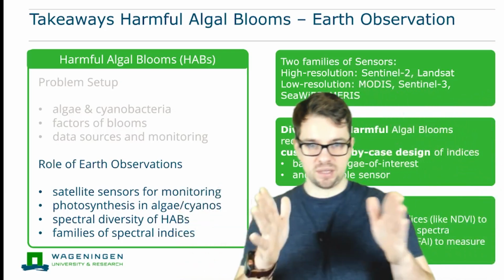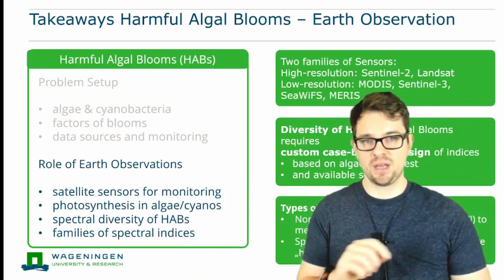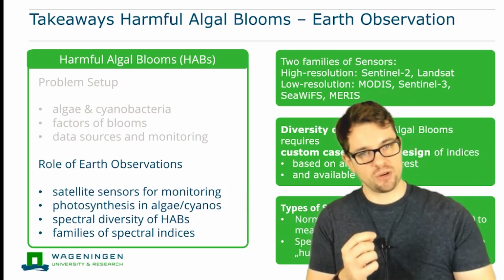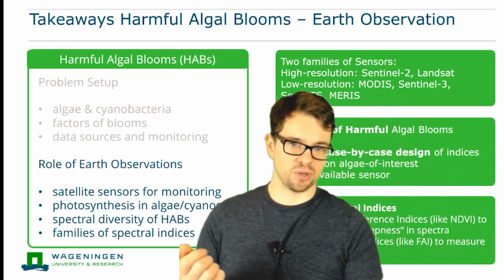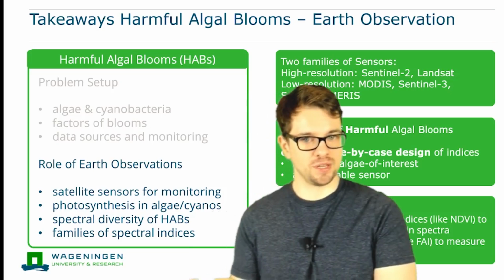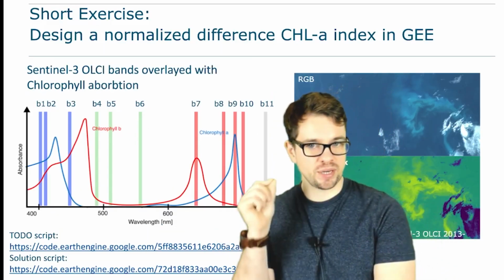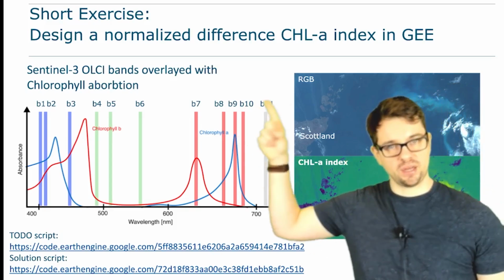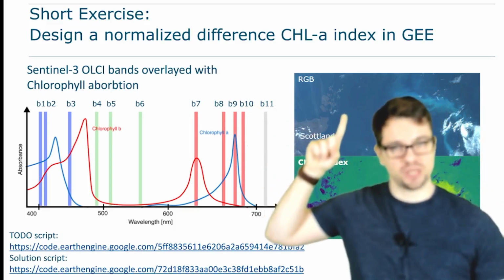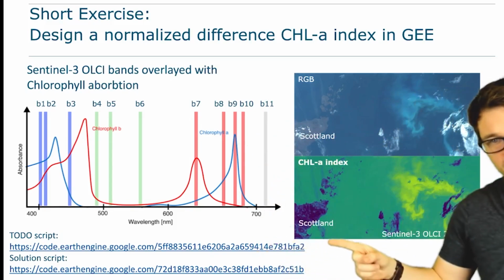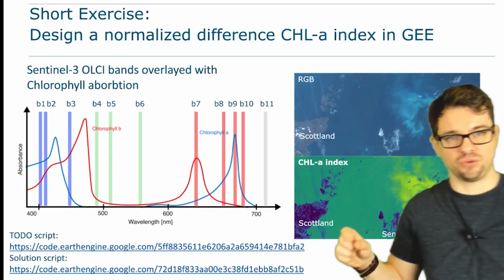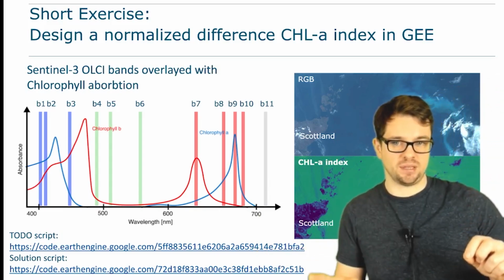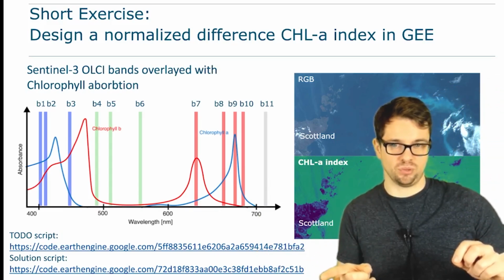And by designing these indices for specific bands, you should be able to create fairly reliable indicators for specific pigments or for specific algae blooms. And you can test this with a short exercise in designing a chlorophyll A index in Google Earth Engine. I've put the links also in the description: the TODO script, where you have to fill in the right bands, and then the solution script if you want to jump to the solution right away.